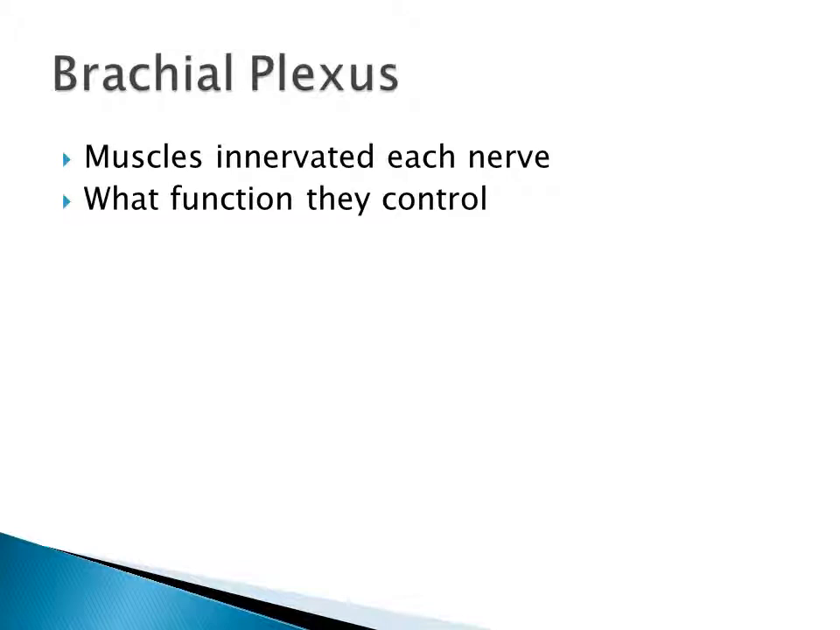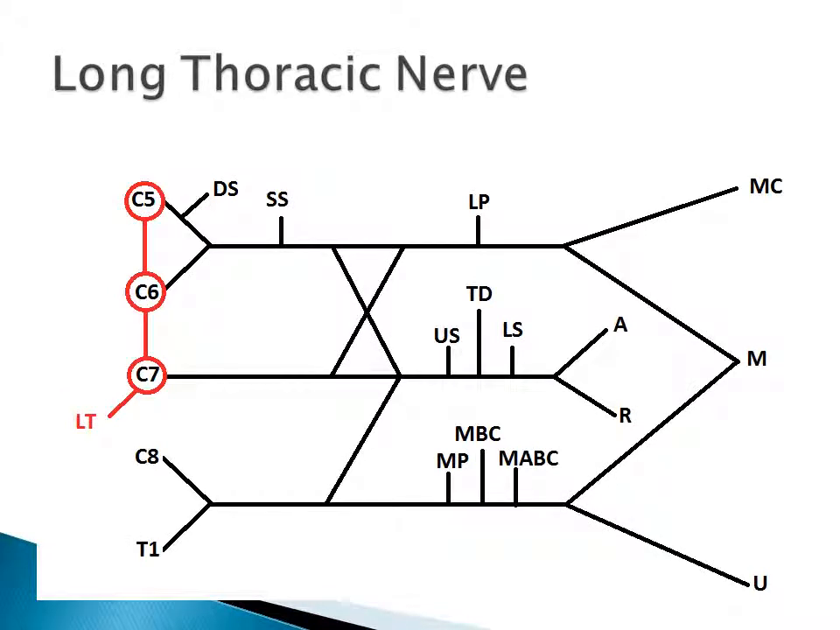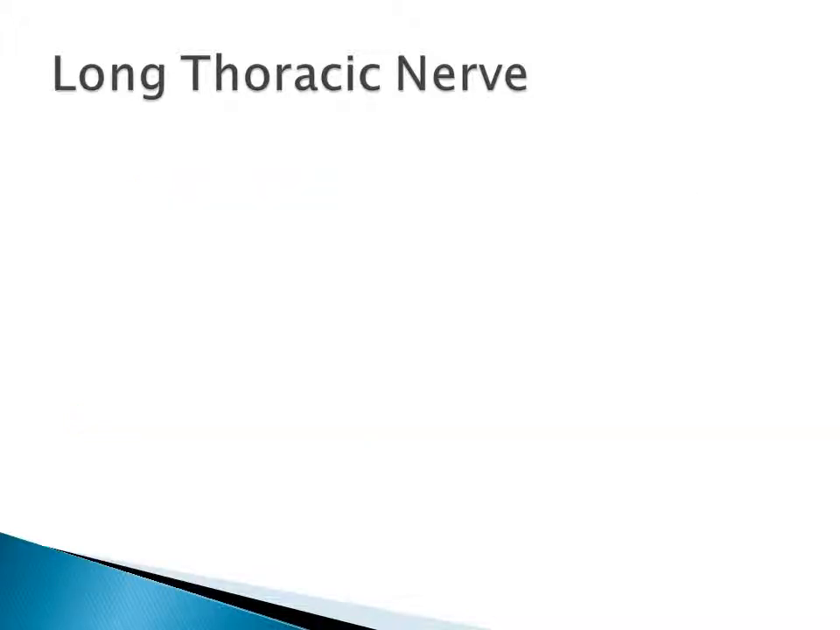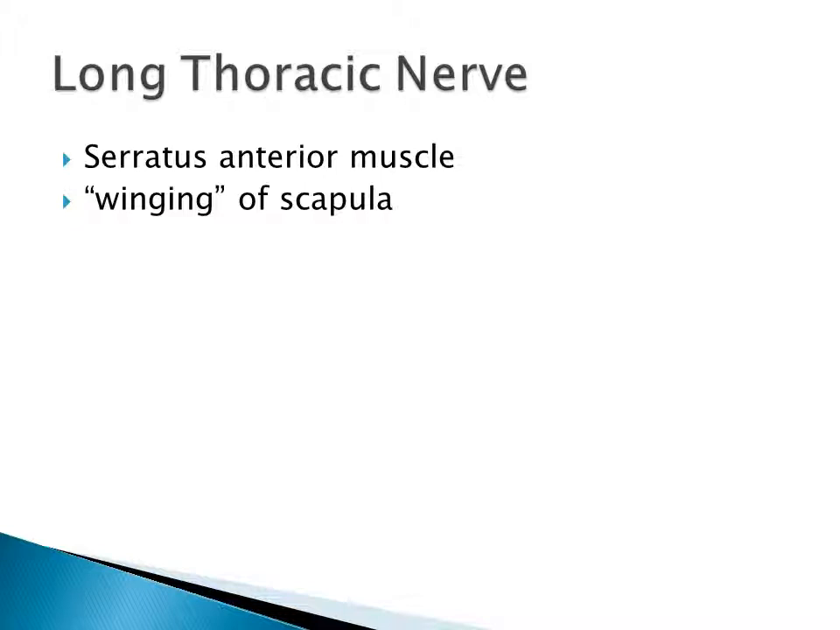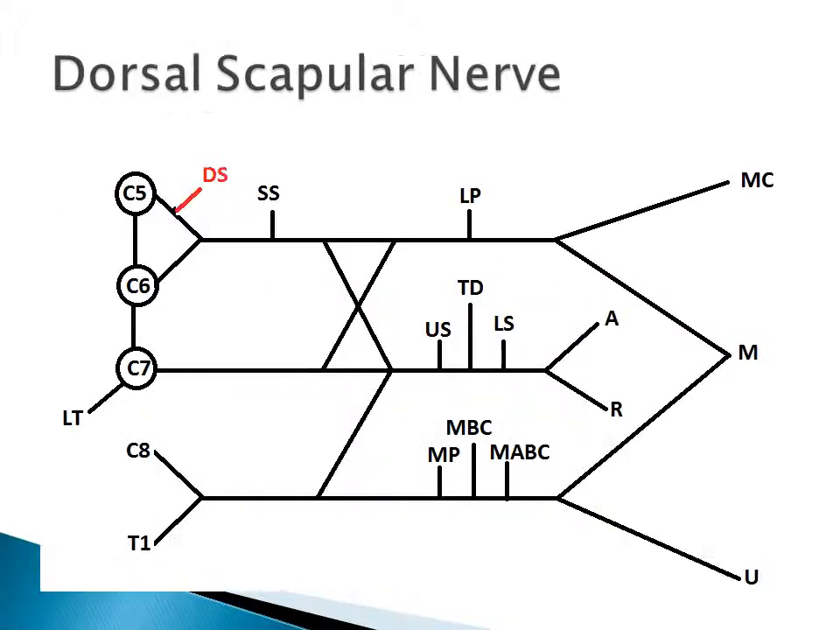Additionally, we will look at the actions and functions these muscles control. We will begin with the first nerve identified, which was the long thoracic nerve. This nerve innervates the serratus anterior muscles. Injury to this nerve clinically will cause winging of the scapula, which is demonstrated in this image.